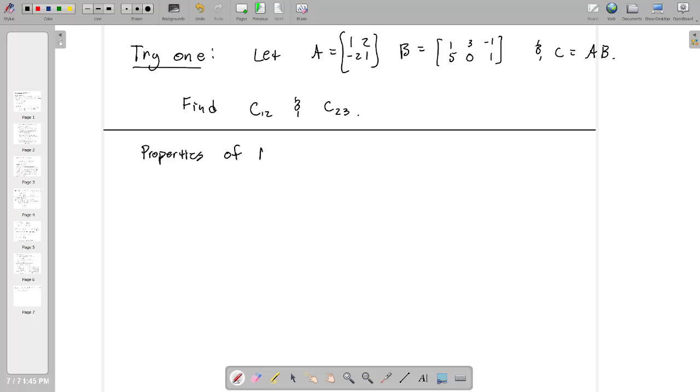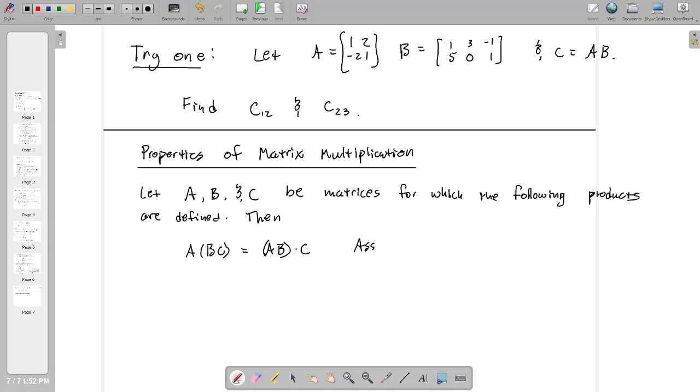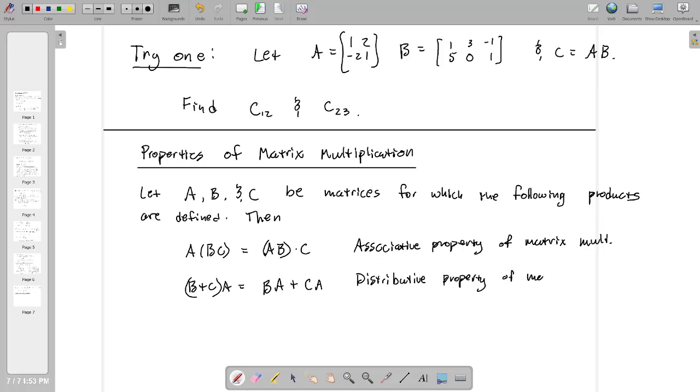Right, the next topic I want to talk about is properties of matrix multiplication. Let A, B, and C be matrices for which the following products are defined. Then A times B times C is equal to A times B times C. This is called the associative property of matrix multiplication. And B plus C times A is equal to BA plus CA. This is called the distributive property of matrix multiplication.